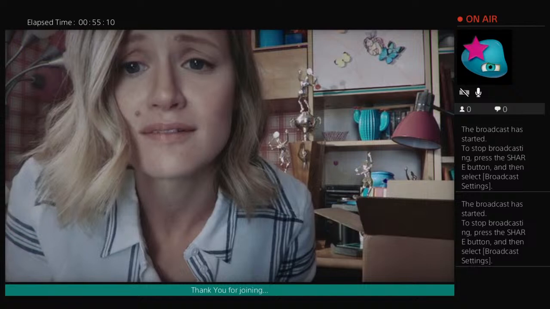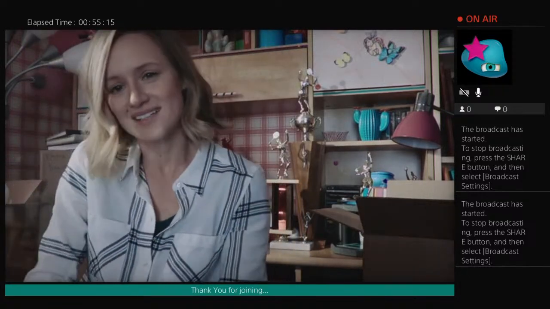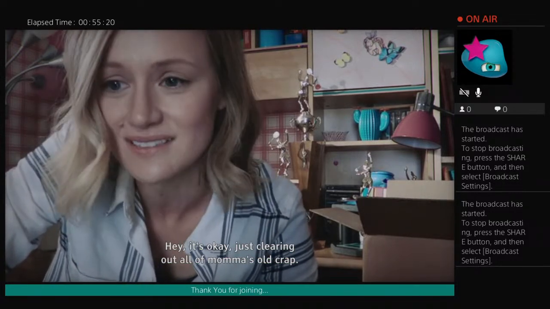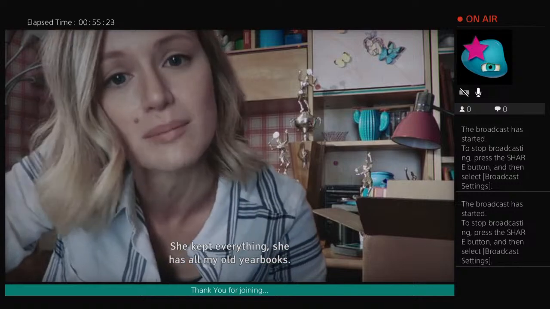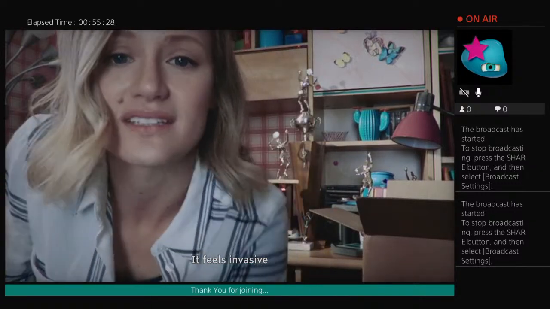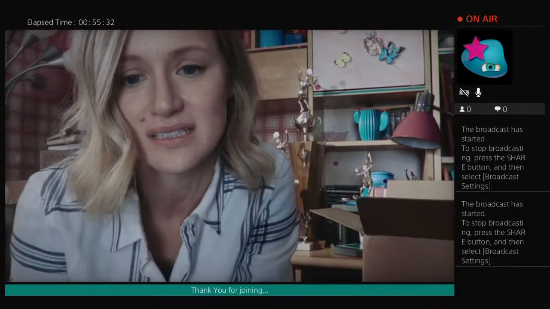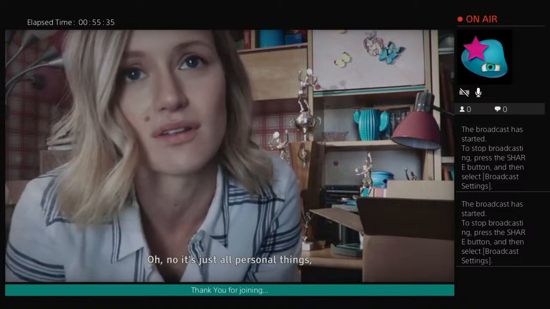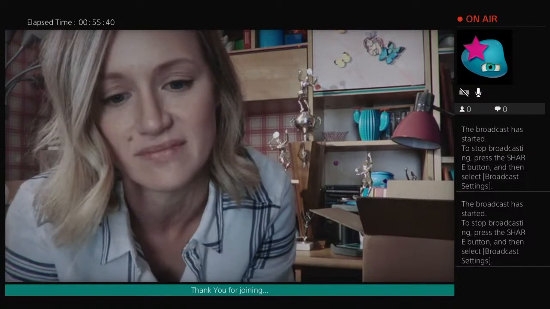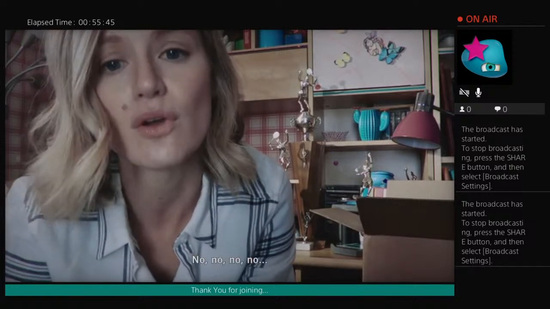Where are we going? Oh, no, sweetheart, it's okay. It's okay. Just clearing out all of Mama's old crap. She kept everything. She's all my yearbook. Feels invasive, going through all her private stuff, her bedroom. Oh no, it's just all personal things. Her underwear, her hairbrushes, diaries. No.